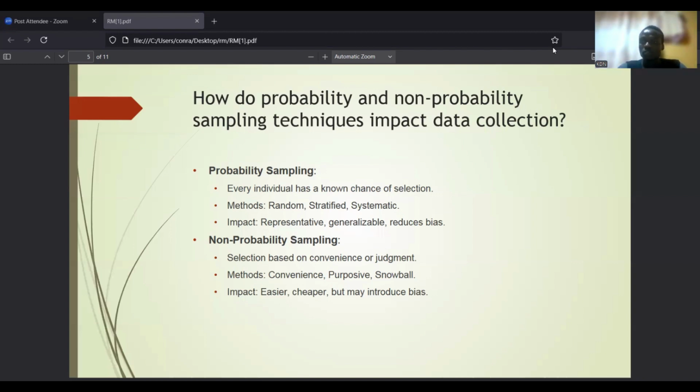Then non-probability sampling is the opposite of probability sampling. The selection is based on convenience or judgment. It's not a guarantee that a person will be selected. And the methods we use here, we have convenience.